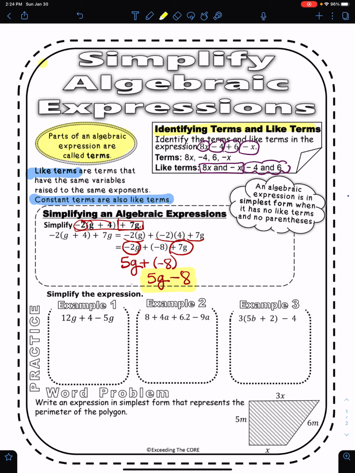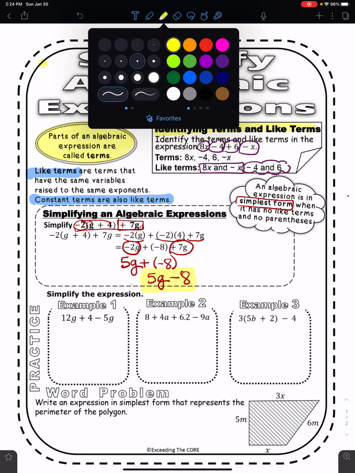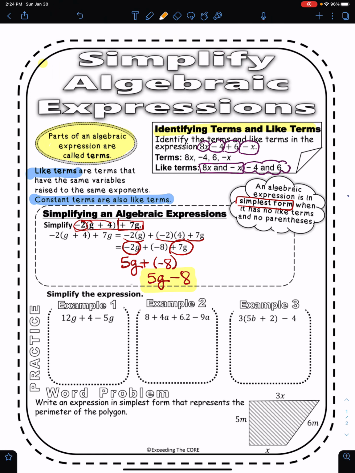Let's take a look right here where it says an algebraic expression is in simplest form when there are no more like terms and no parentheses. So if you're wondering, how do I know when I have it all the way simplified? That's how you know. No more like terms left to combine and no parentheses. All right, so we have a few examples down here that we're going to do next. And they go in order from easiest to hardest, which you would expect, right?